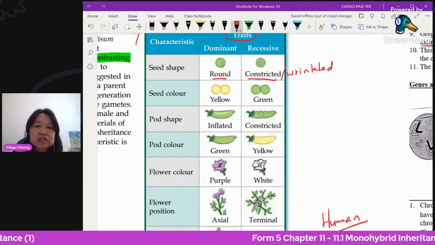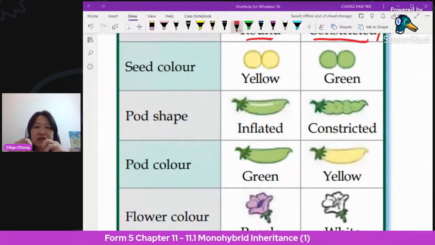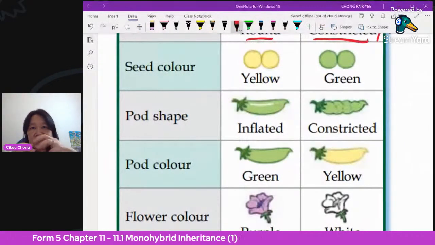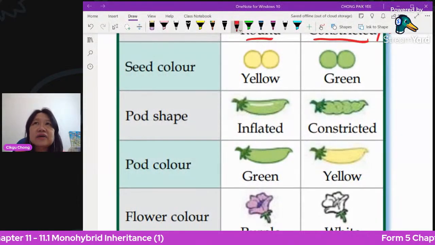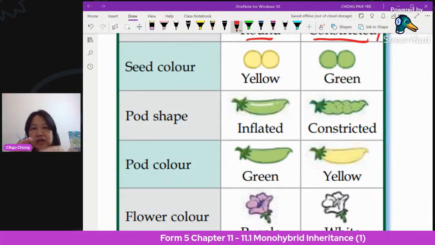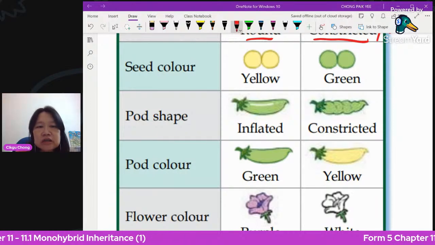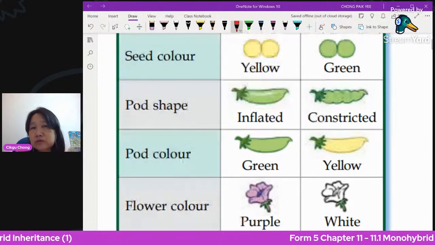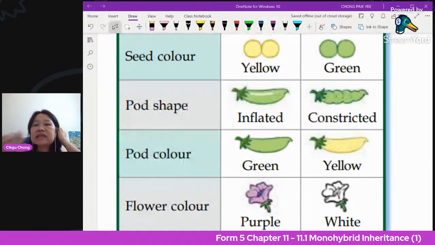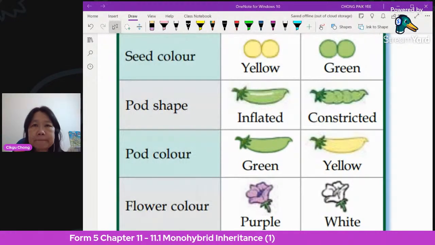Inflated means the pod is very fat, right? And some are constricted, like deflated, not so bulky. It's flattened and a bit not smooth, right? The whole pod is not smooth and not bloated. Okay, the pod color could be green or yellow. So he made use of all this, and then he did many investigations by crossbreeding them.